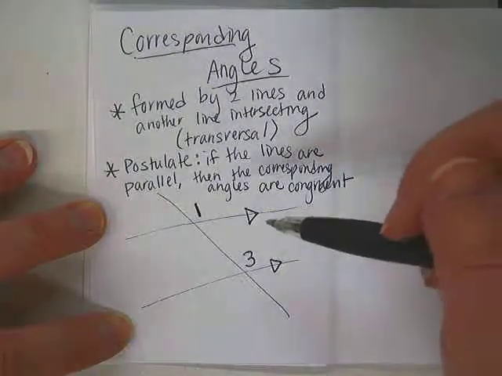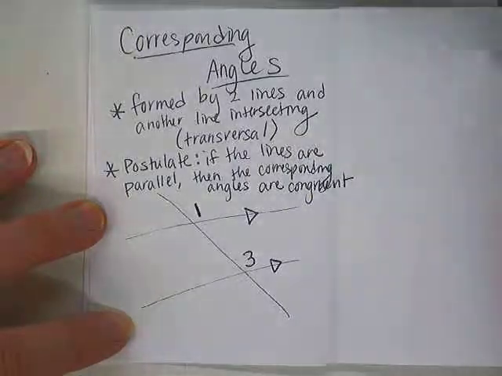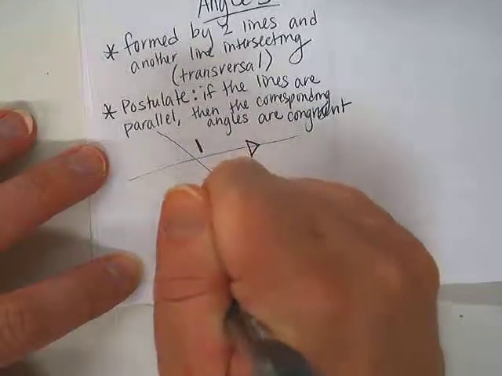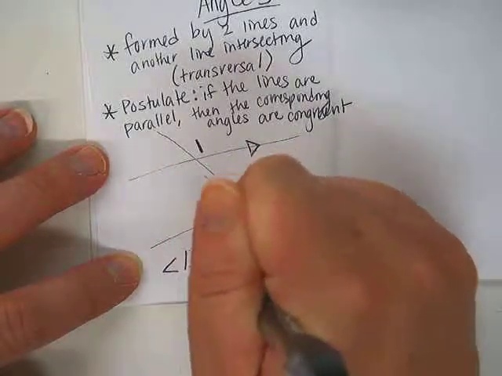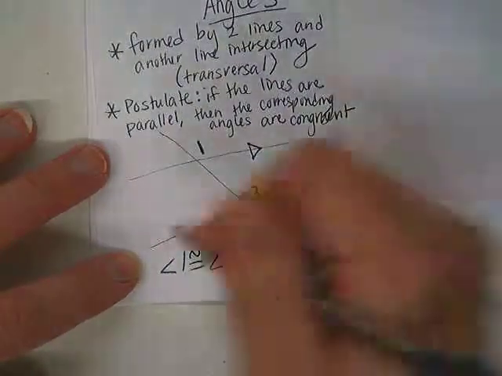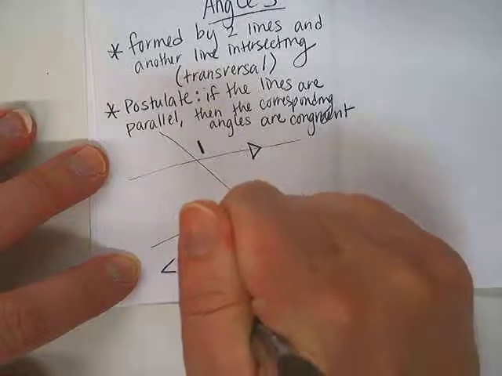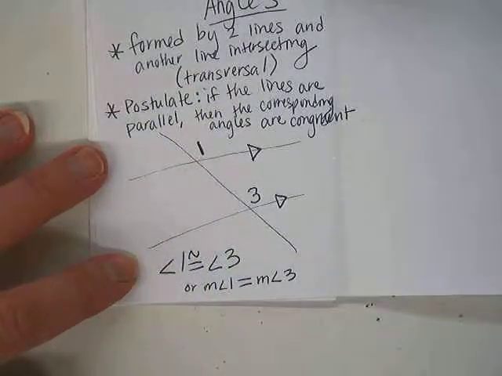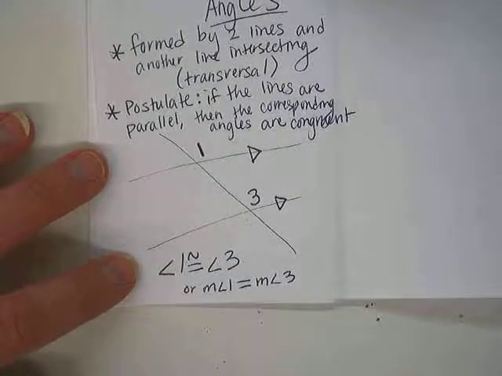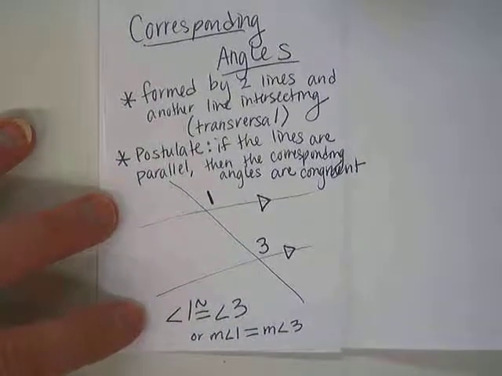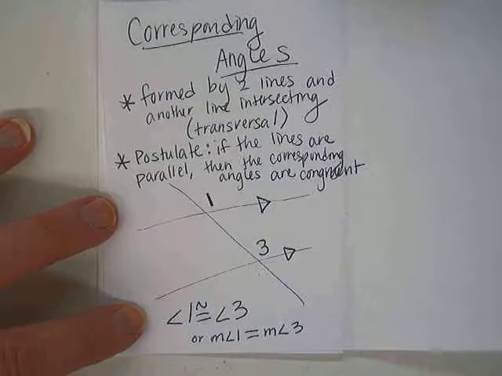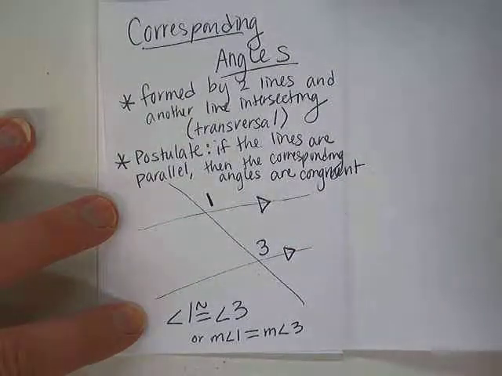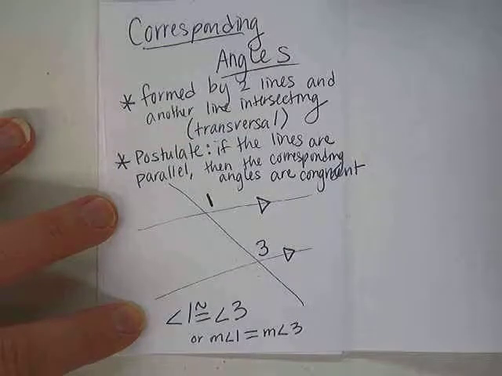Okay, if the lines are parallel, then the corresponding angles are congruent. So what does that tell us about angle 1 and angle 3? They're the same. So I can say angle 1 is congruent to angle 3, or I could say the measure of angle 1 is equal to the measure of angle 3, right? They're the same measurement. I should have made my picture a little bit smaller so I had more room to write.